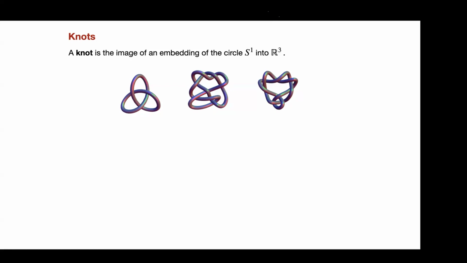A knot is just the image of an embedding of a circle into three-dimensional space. You can consider knots inside of more complicated three-dimensional manifolds, but a perfectly good place to start your foray into knot theory is just knots inside of R3 or inside of the three-sphere S3. I know knots show up a lot in physics, and so that's where a lot of the interaction between me and the people that I talk to in physics is.